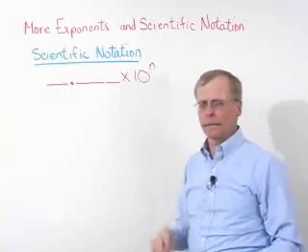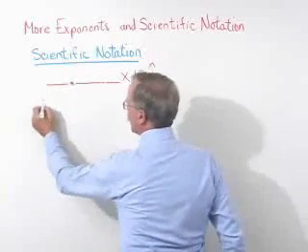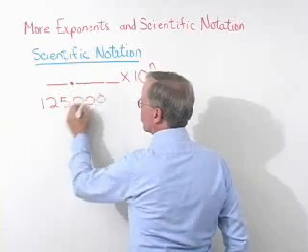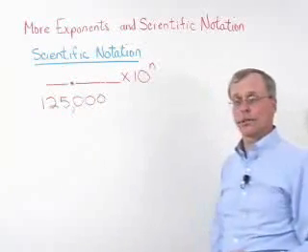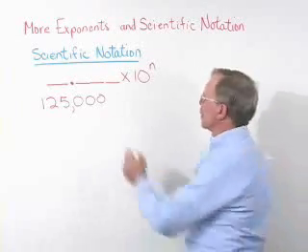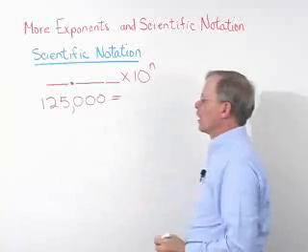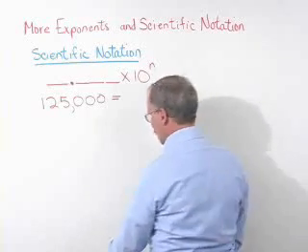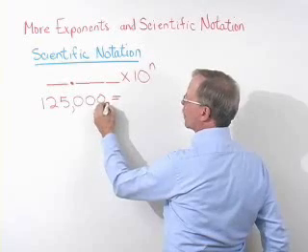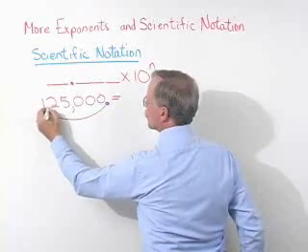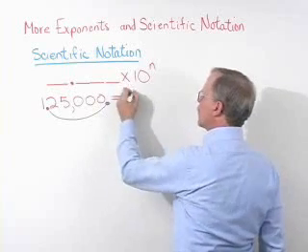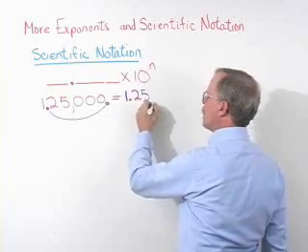Let me show you what I mean. Suppose we have 125,000. Now that's not a very big number, but it'll make our point. We can look at this and say, if we put this in scientific notation, that the decimal point, which is currently here, would have to move to here, so that the number was between 1 and 10, 1.25.